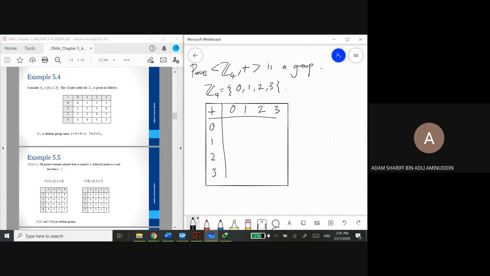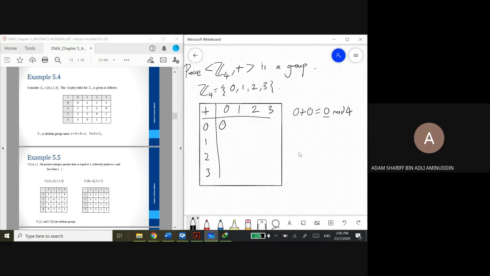For the first 0 and 0, 0 plus 0, you just add it, becomes 0. But that is not how it is developed inside here. This 0 later will be mod with 4. Remember chapter 1, modular arithmetic. 0 mod 4 is 0. So the answer here is 0.